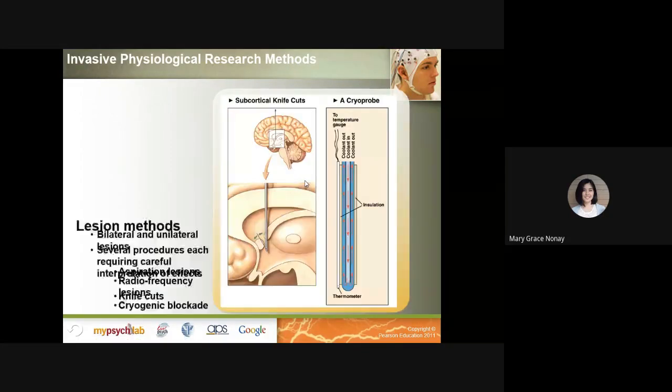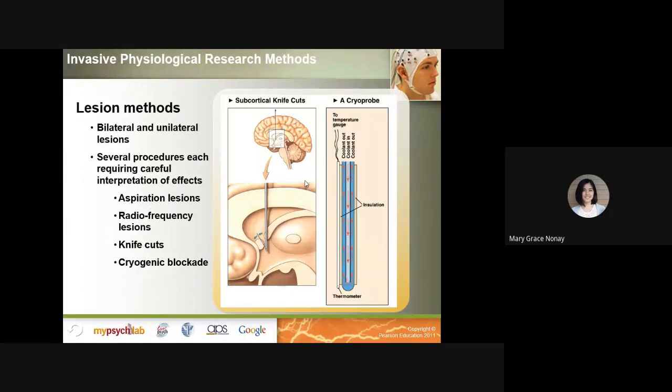Alright. Okay, so there are different lesion methods. We have bilateral and unilateral lesions. So there are several procedures requiring careful interpretation of effects. So first, we have the aspiration lesions. So this is the frequently used method in these invasive physiological research methods, in particular sa lesion methods.